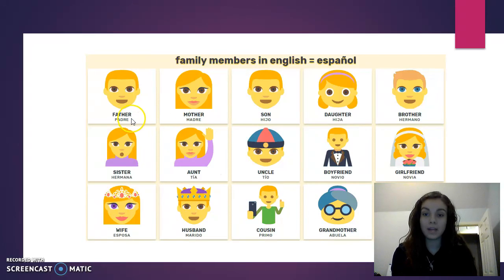So, padre, madre, hijo, hija, hermano, hermana, tío, tía, boyfriend, novio, novia, esposa, marido, primo, abuela y abuelo.